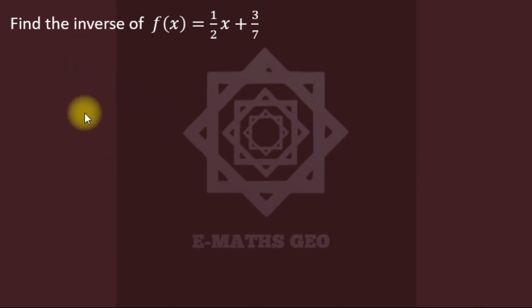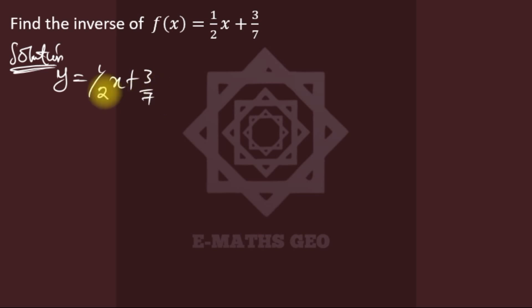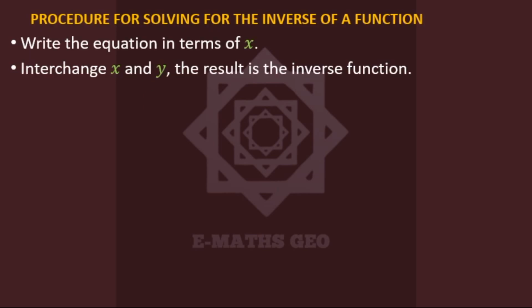Find the inverse of this function. So the first thing we have to do is to write f of x as y. So we'll make x the subject of formula. Like I said before, the steps: you have to write the equation in terms of x, then we interchange x and y. Whatever we have is now the inverse of the function.